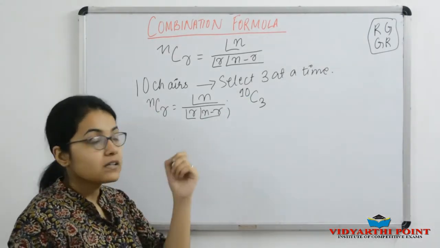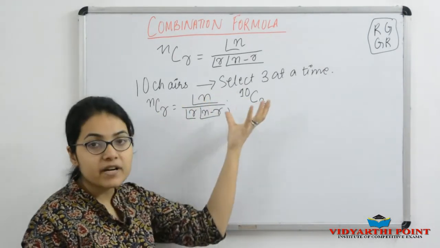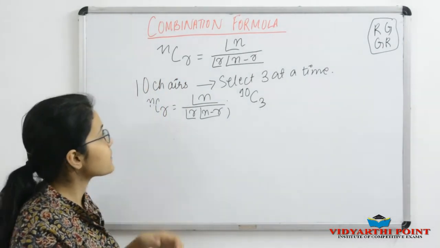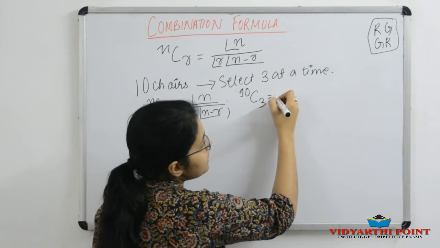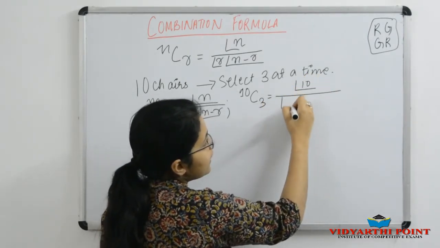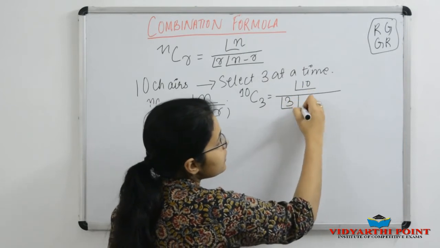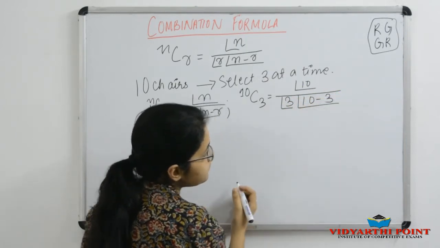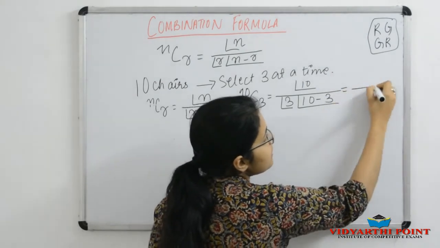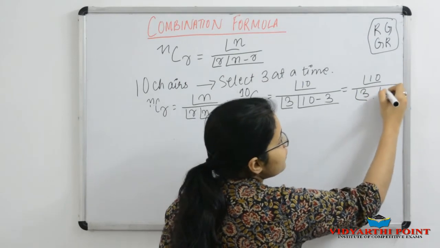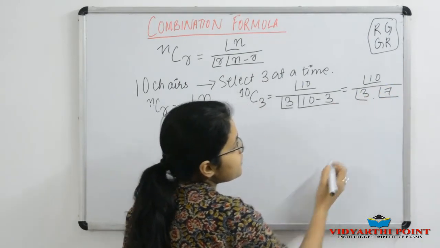Now r is the number that we have to select out of the given items. So r will be 3. This will give us factorial 10 divided by factorial r, that is factorial 3, times factorial n minus r, that is factorial 10 minus 3, which is factorial 10 divided by factorial 3 into factorial 7, that is 10 minus 3.